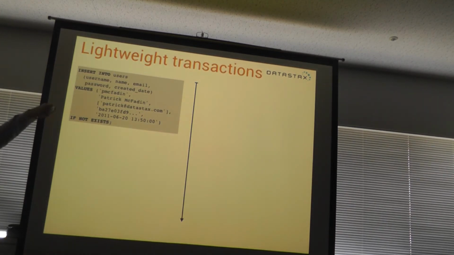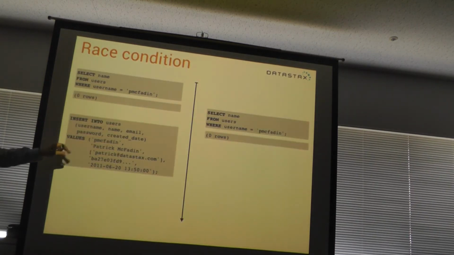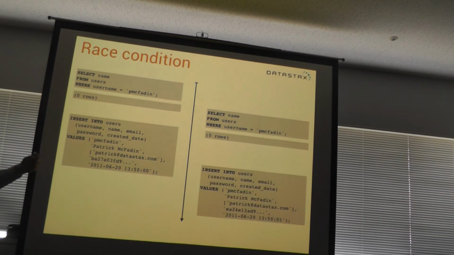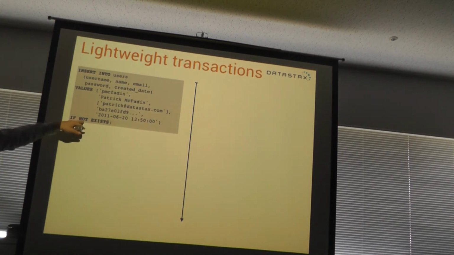So this is what that looks like. I have my insert into users, column names, values. So far this is exactly the same as the insert here. But then I add one more clause to the request, if not exists. So that turns this into a lightweight transaction that will only perform the insert if the row does not yet exist. And it performs this in a concurrency safe manner with other clients.